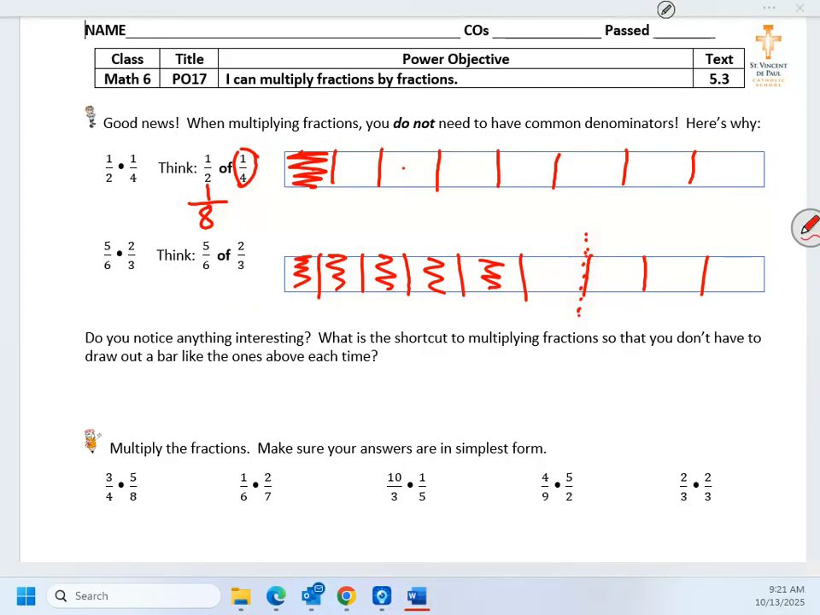We end with that would be 10/18, and we need to simplify it. So we have 5/9. So we have the 5 pieces out of 9. So if we were to multiply it straight across, we would have had 10/18, but we simplify it down, and we can see that we have 5/9.